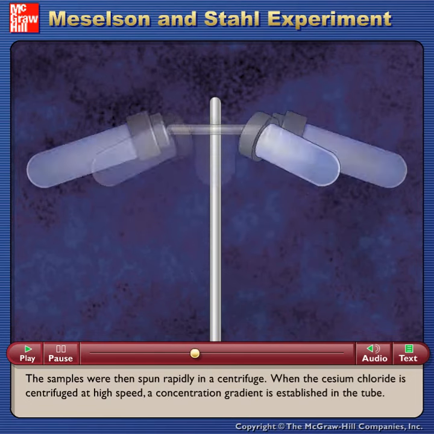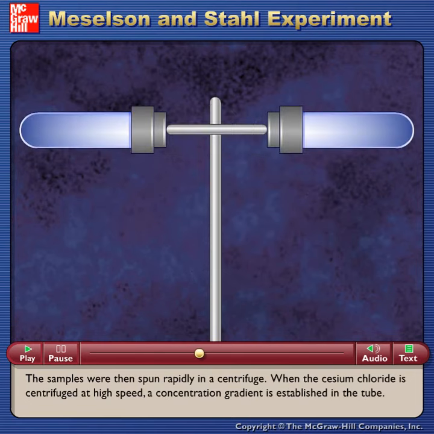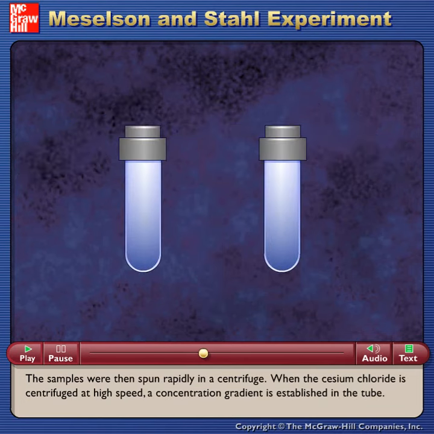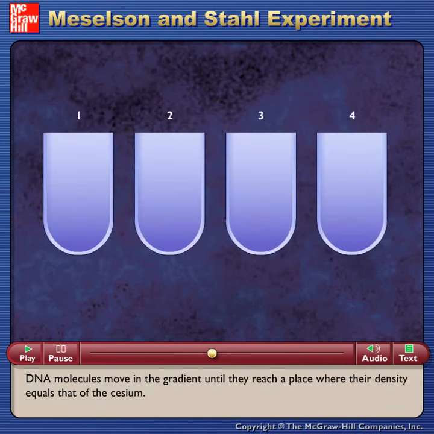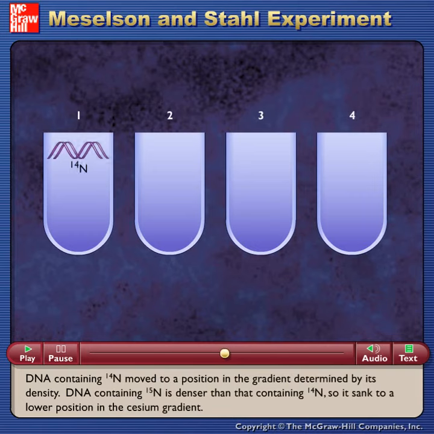When the cesium chloride is centrifuged at high speed, a concentration gradient is established in the tube. DNA molecules move in the gradient until they reach a place where their density equals that of the cesium. DNA containing N14 moved to a position in the gradient determined by its density. DNA containing N15 is denser than that containing N14, so it sank to a lower position in the cesium gradient.